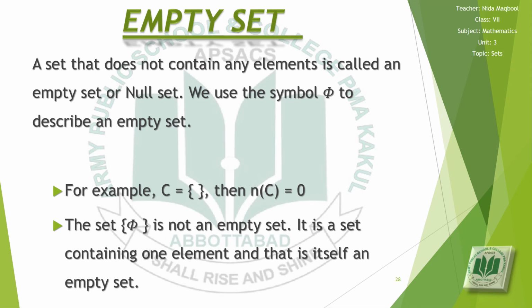Empty set. A set that does not contain any elements is called an empty set or a null set. We use the symbol phi to describe an empty set. For example, C is an empty set. The number of elements in set C is equal to 0. Also note that a set which contains an empty set is not itself an empty set. It is a set containing one element, and that element is an empty set.